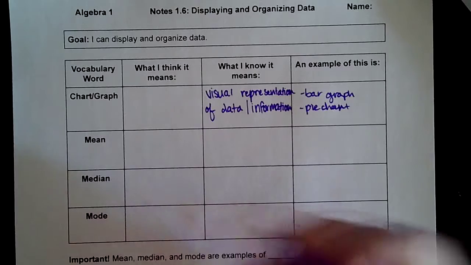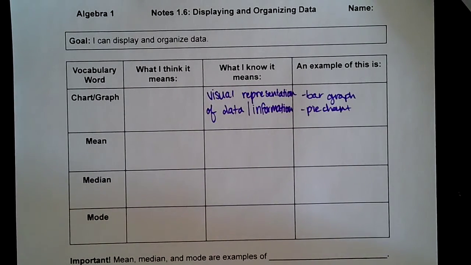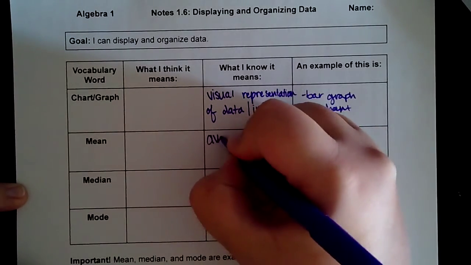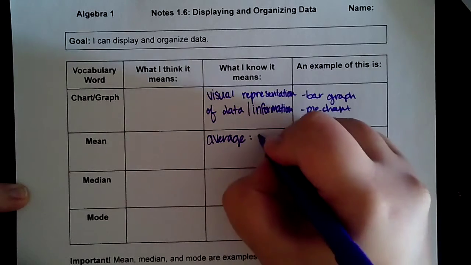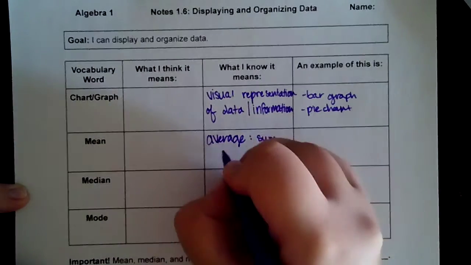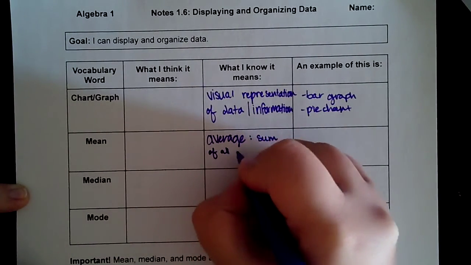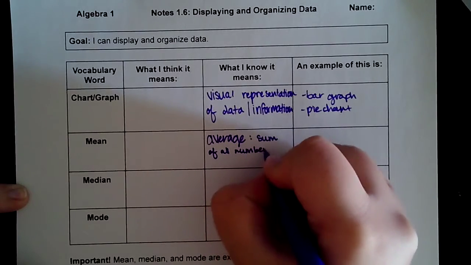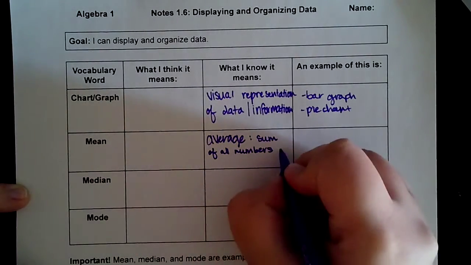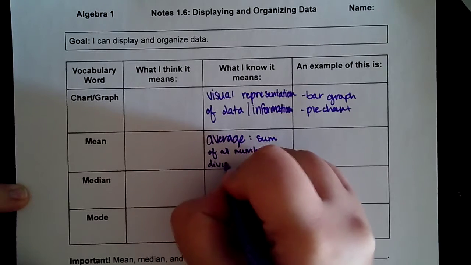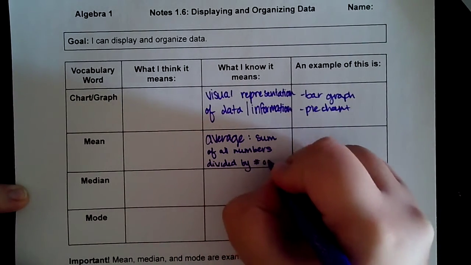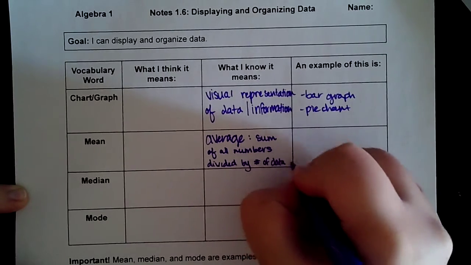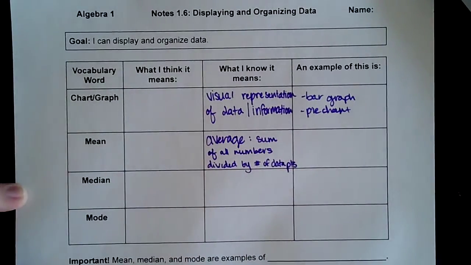All right, next vocab word, the mean. Another word for this is average, and that is actually also the definition, the average. And an average is the sum of all numbers in a data set, divided by the number of data points. Oh, I'm struggling to fit in the box, but that's okay.